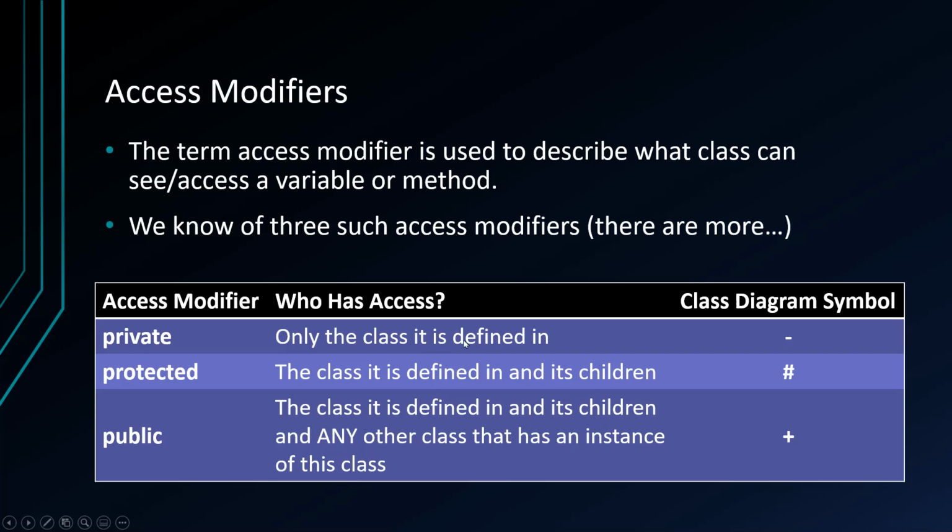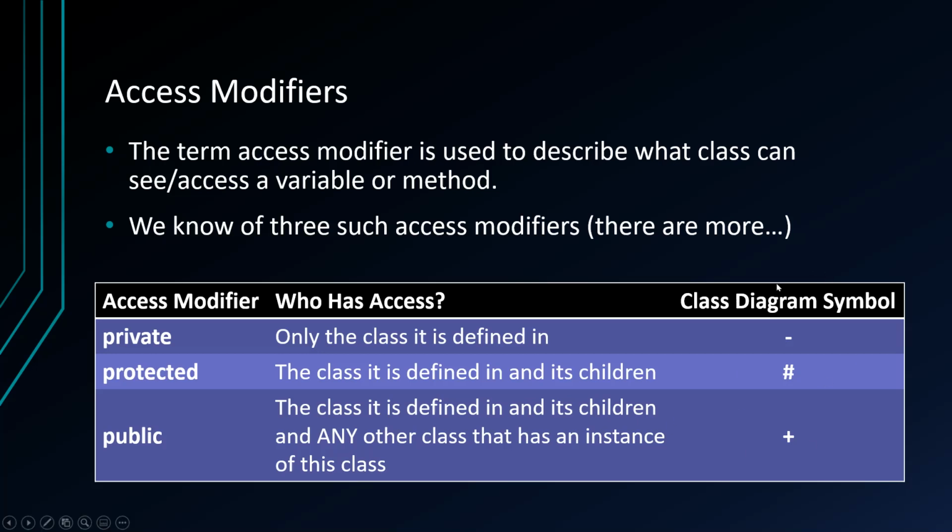So private is just the class itself. Protected is the same as private plus its children. And then public is the same as protected plus any other class that has an instance of it. Okay? So if I'm in my main.cs, I can't just use the methods that exist inside of the pet class unless I've created a pet object first. So I have to have that pet object first.